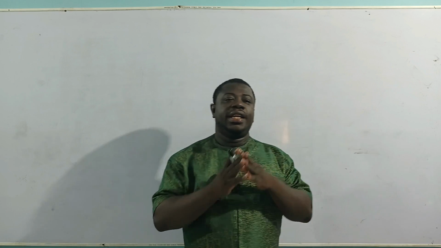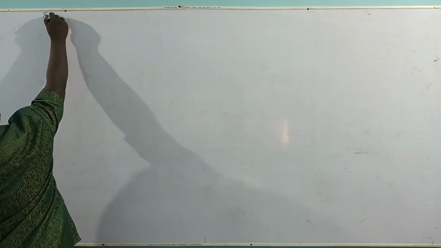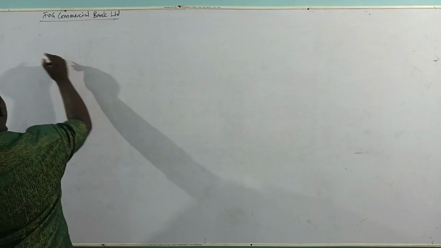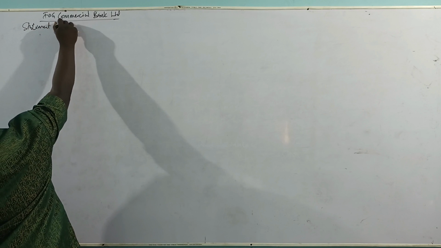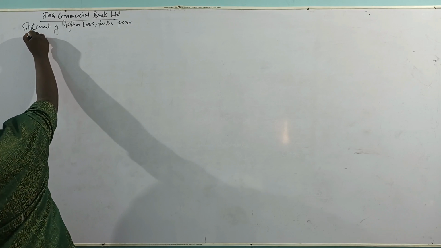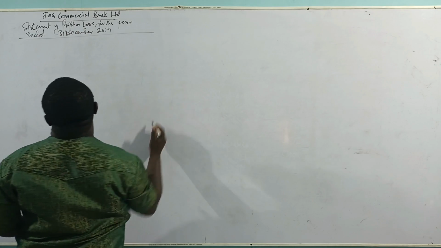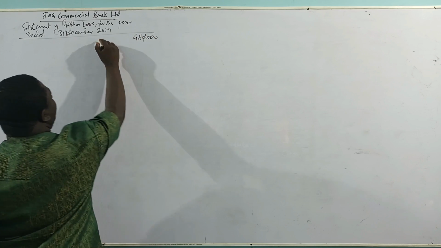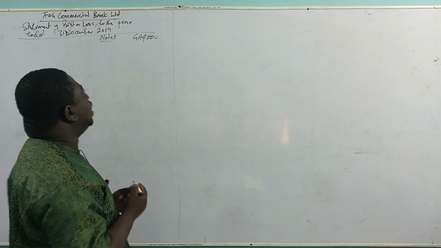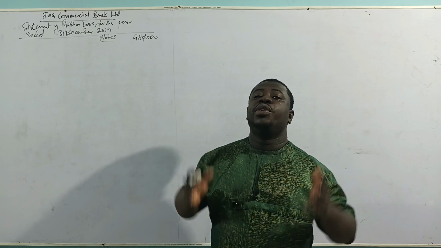We are now going to prepare the statement of profit or loss for Fog Commercial Bank. So let me write Fog Commercial Bank Limited as the name of the company, and then I'll say statement of profit or loss for the year ended 31st December 2019. I'll put my 3 zeros up here in the currency, and then I'll put notes here. I'm going to prepare the statement of profit or loss in a summarized form. I'm not going to waste time with these statements because I've done a lot of the explanation. We've given the format and I've done the workings. So straight away, now we are going to record the format.